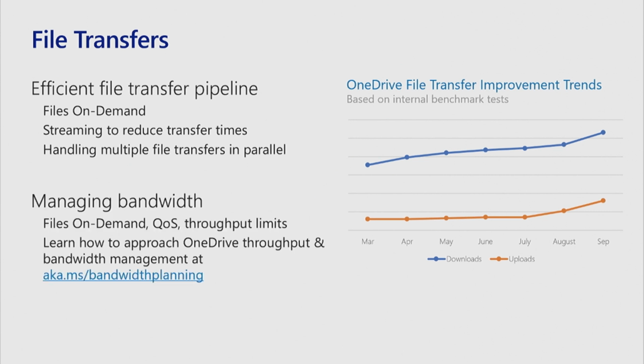If you'd like to learn more about how to better manage bandwidth consumed by OneDrive, you can visit the following link over here. But in general, we highly recommend that you rely on Files On-Demand, because it's really going to alleviate a lot of the bandwidth concerns that you might have when both deploying OneDrive and operating OneDrive on an ongoing basis. Additionally, there are a number of QoS policies at both OS level and network level that you can use to appropriately prioritize OneDrive traffic relative to other traffic, or you can employ the throughput limiting controls that we provide in OneDrive to have fine-grained control over both upload and download throughput.